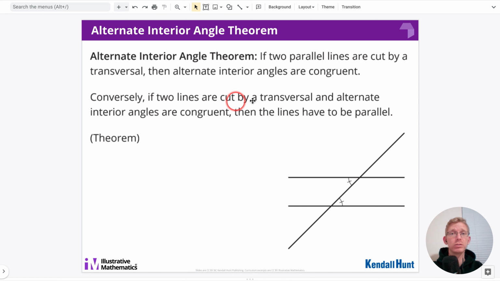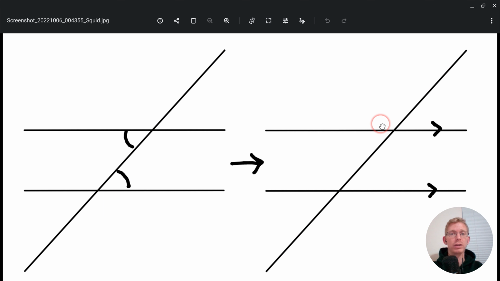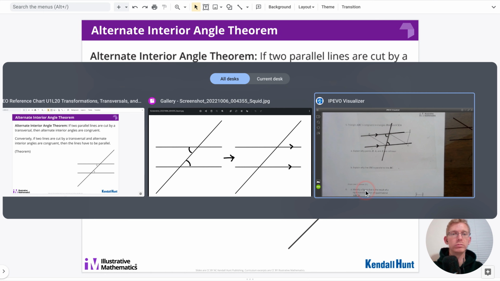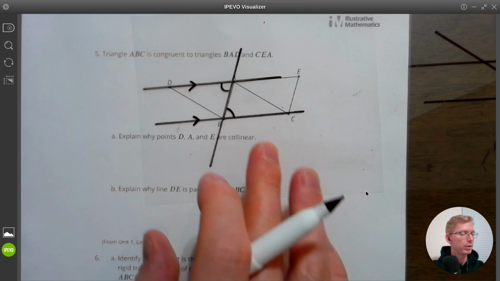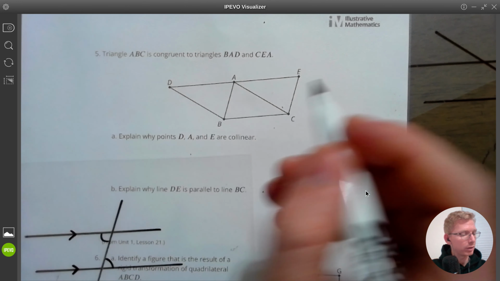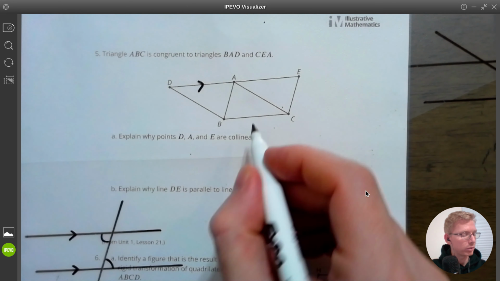If two lines are cut by a transversal and alternate interior angles are congruent, then the lines have to be parallel. And that looks like this. Here are two parallel lines cut by a transversal. Here are congruent alternate interior angles. So that means these two lines right here have to be parallel lines. So now we know that this part right here, DA, is going to be parallel to BC.